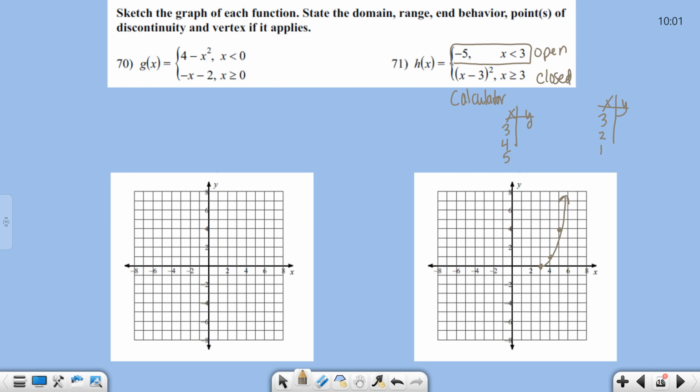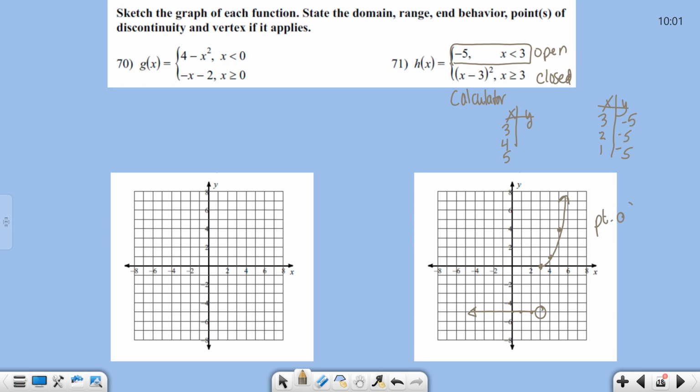I'm actually going to use the 3 or whatever number it tells me. I'm still going to put that there, but I would have to have an open circle. If you only have a number, that's a horizontal line, or actually a line segment. So for number 71, at 3, -5, I'm going to have an open circle. I'll have closed circles going to the left. And then for 3 and up, I'm using that little parabola piece of the function, and there we go.